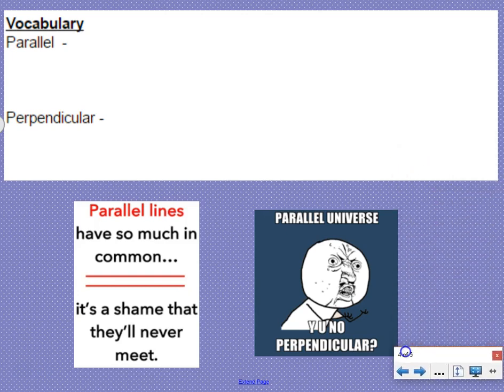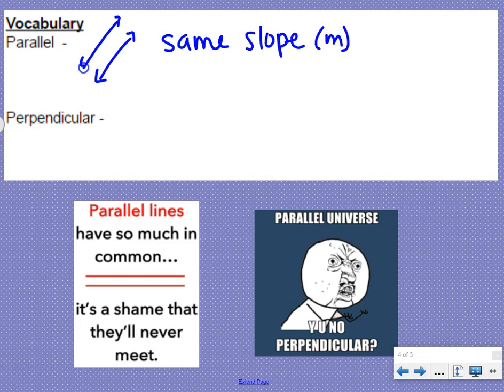Next piece is parallel and perpendicular. For parallel, those are lines that never touch. What's special about them is they have the same slope, so same m. For an example, y equals 2x plus 7 and y equals 2x minus 9 would be parallel because they have the same slope.